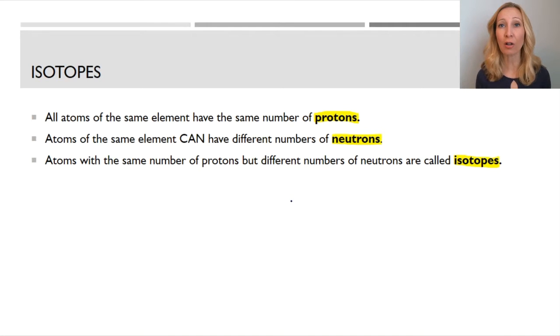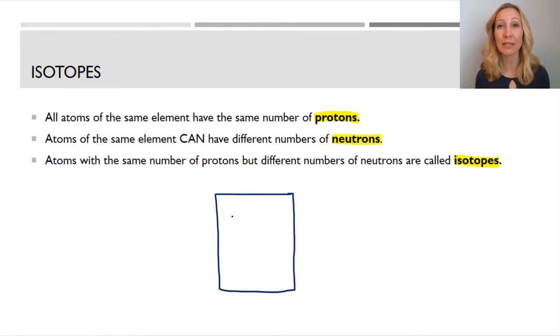And you may recall that protons have a mass of 1 and neutrons have a mass of 1. So atoms of the same element can actually have different masses if they have different numbers of neutrons. So how do we identify isotopes? Well, the same way you would identify atoms. We use the element symbol. Now there's some extra notation that goes with identifying different isotopes if that's what you're trying to communicate.